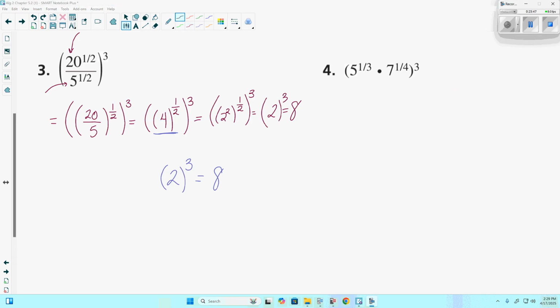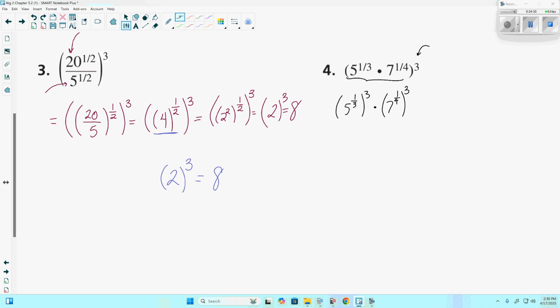So, let's look at this one here. Number 4, 5 to the 1/3 times 7 to the 1/4, all to the 3rd. Power of a product. So we have a product here that is to a power, so we can say that this is the same as 5 to the 1/3 to the 3rd times 7 to the 1/4 to the 3rd.